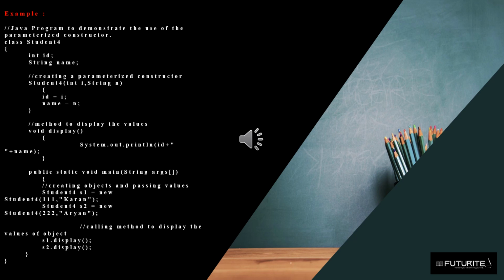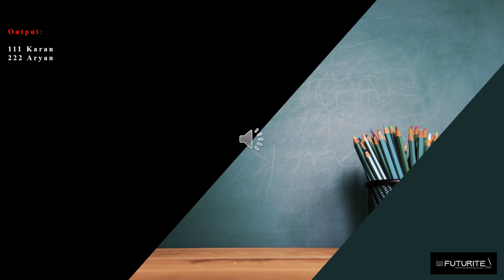Here you are calling the display method with these two objects, s1 and s2, of the student4 class. So now let's check the output of this example. Here is the output. In the first object, we are passing these two arguments, 111 and the name. That is being displayed because we have written System.out.println, displaying the values of id and the name variable. And in the second output, 222 and the second name. So it is pretty clear how easy it is to create and call a parameterized constructor.